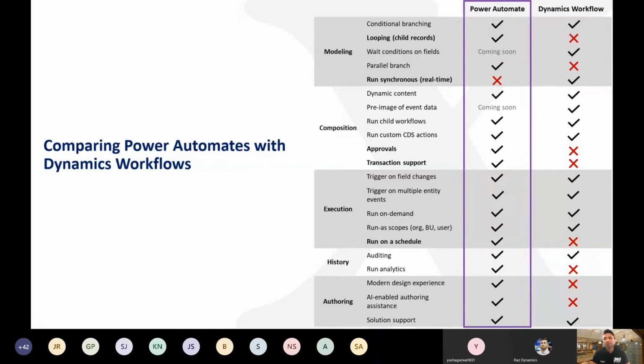about pre-image of event data. Let's say I have an account where I'm going to update an address field. So the pre-image is the previous value. So we are updating an address field, so we have a new value and an old value. So with dynamic workflow, you can execute the workflow before the update. Is that clear for you? So with the pre-image of event data? Yes, it's clear.